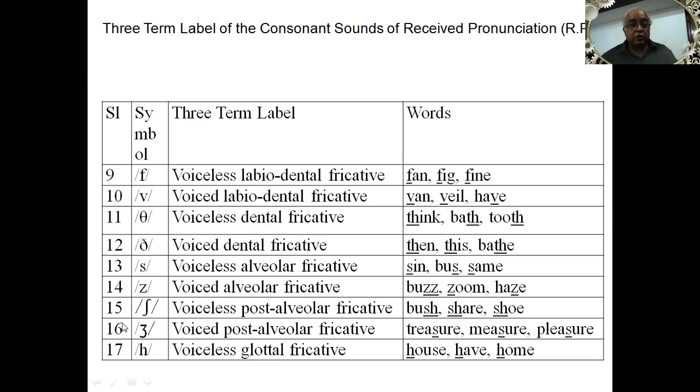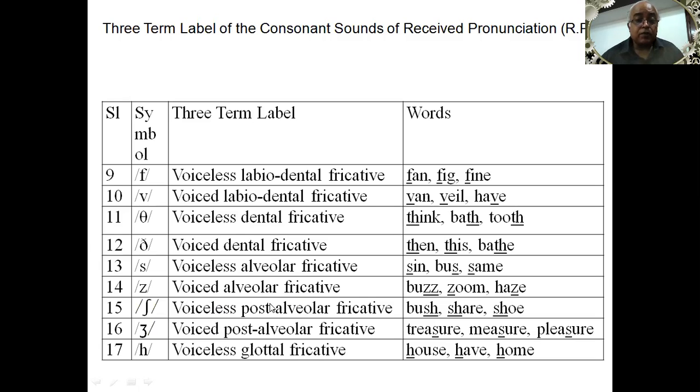Then we have this sh. Sh is a voiceless post-alveolar fricative. It's voiceless because vocal cords are held apart from each other when the air passes through. There is no vibration in the vocal cords.